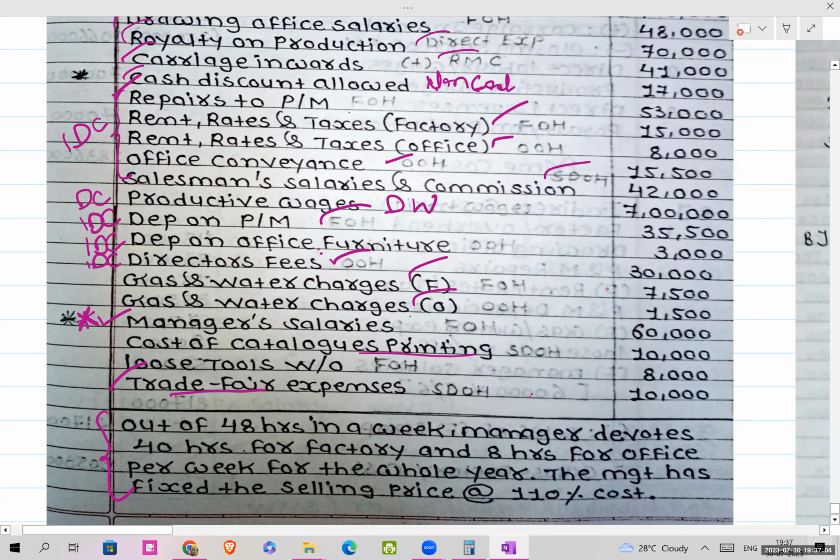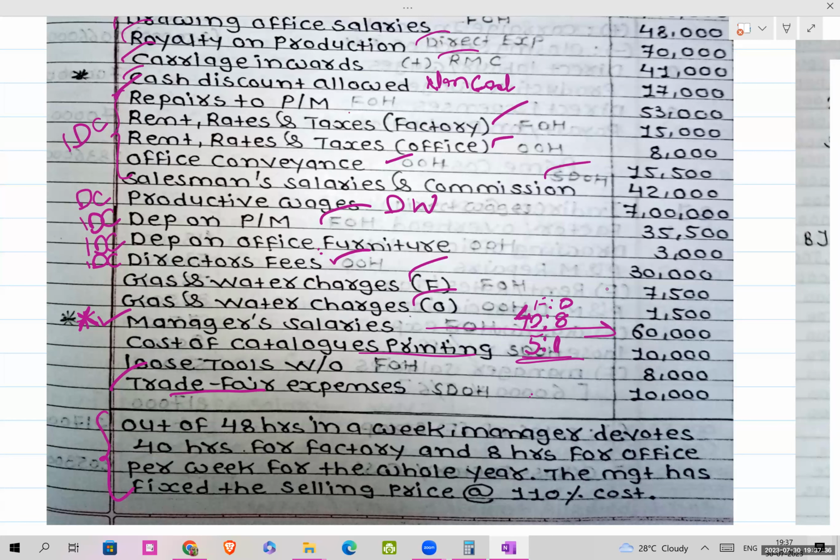So ये जो manager salary है 60,000, ये आप divide करोगे इस ratio में 40:8 के ratio में. Okay. F is to O. फैक्ट्री में भी जाएगा, ऑफिस में भी जाएगा. अब चाहिए तो इसको रिड्यूस कर लो. 5 ones are 5, 8 ones are 8, 5 8s are 40, 1 8 is 8. So my ratio is 5:1. So I'm going to divide this 60,000 in the ratio of 5:1.